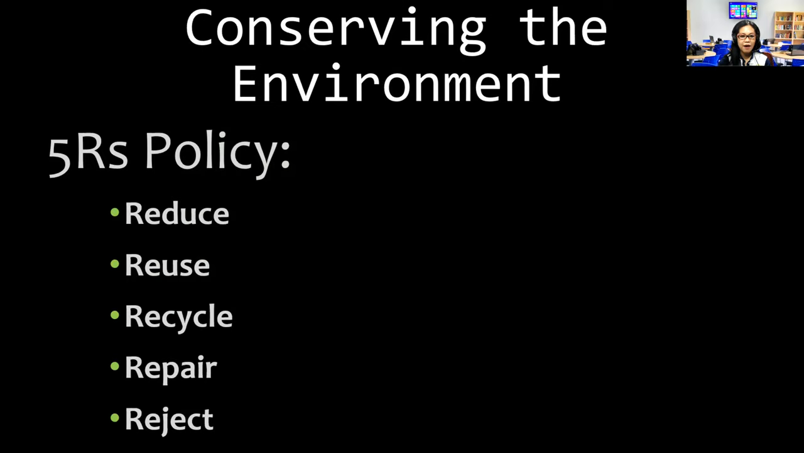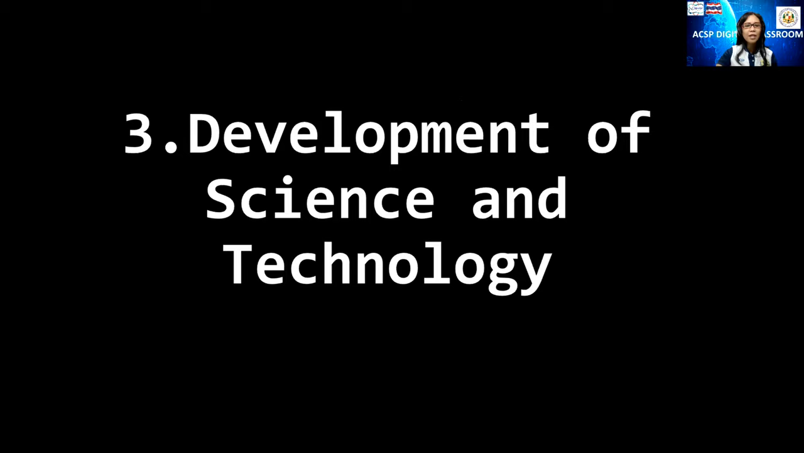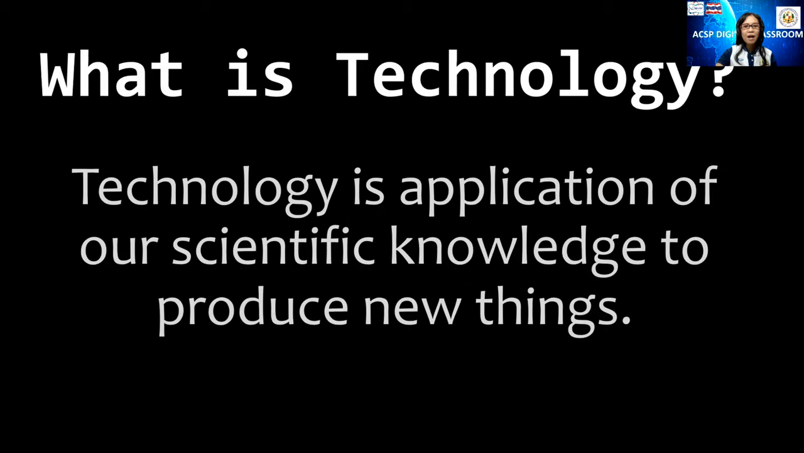Now, number three is about the development of science and technology. This is another positive impact of man's interaction with the environment. Now, let's define the word technology. What is technology? Let us read this. Technology is the application of our scientific knowledge to produce new things. Okay, it is the use of knowledge to invent new devices or tools.